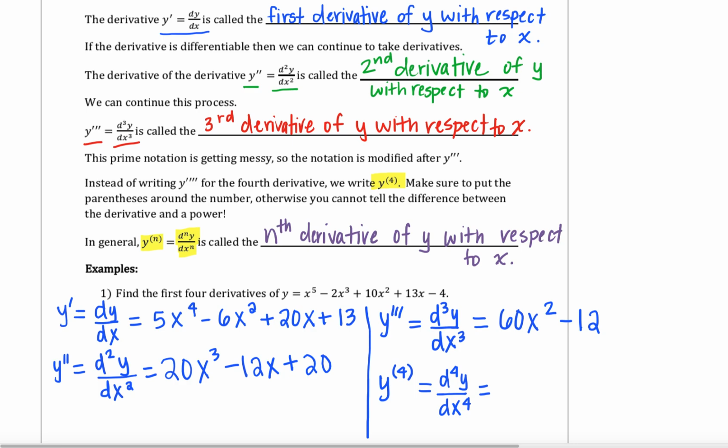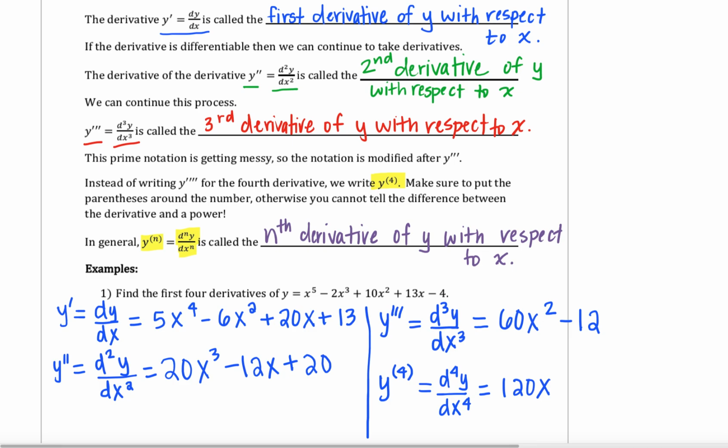So our third derivative here was 60x squared minus 12. The derivative of 60x squared using the power rule would give us 120x. And then the minus 12 is the constant now, so when we take the derivative of that, that drops to be 0. And those would be our first 4 derivatives.